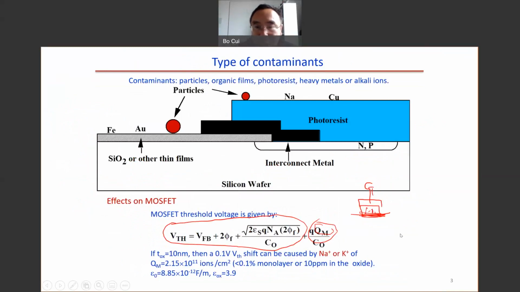If you remember the quiz question, in the 1960s, the MOSFET was not utilized commercially because there is always a charge at this interface. This charge makes the threshold voltage not stable. Later on, people realized that the alkali ions like sodium from our body, sodium from the hand, will kill the device.